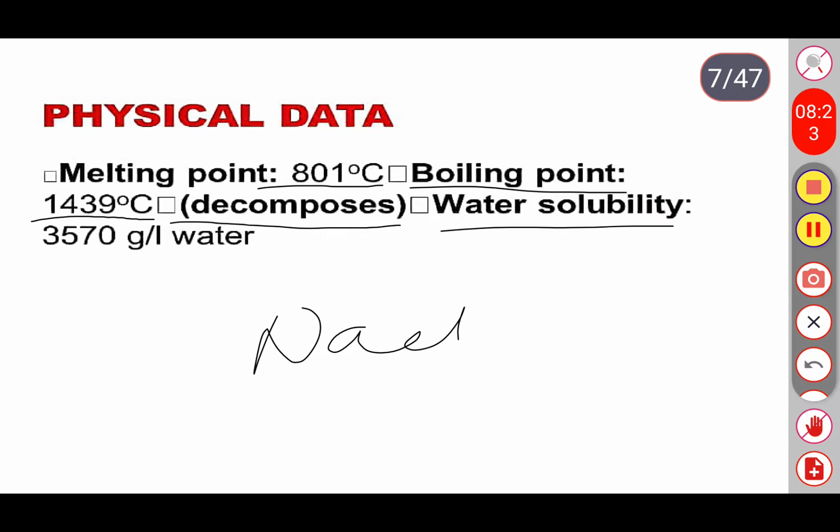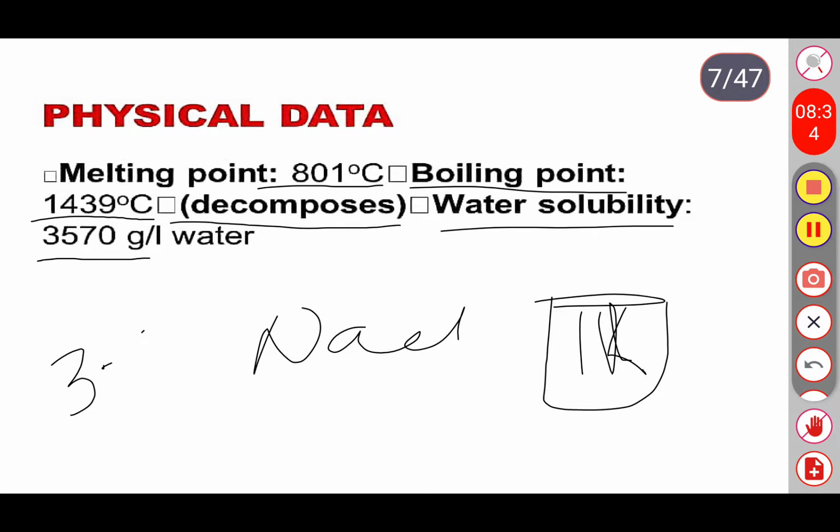And the solubility of NaCl is, in 1 liter of water, we can easily dissolve approximately 3.5 kg of the salt. The 3.5 kg of salt is easily soluble in 1 liter of water. That's why the water solubility of NaCl, sodium chloride, is 3570 grams per liter of water. So these are some of the physical characteristics of sodium chloride.